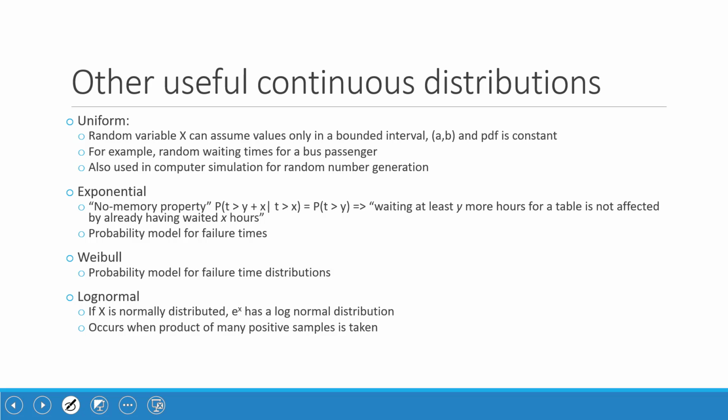There are other useful continuous distributions as well. You can read more about them via the book. I would also recommend Wikipedia as a great resource for learning about these distributions. It's pretty comprehensive on the mathematical thinking and even the application of these distributions. The few that I want to highlight are uniform. That's when we assume that each value is equally likely, but can only occur within a bounded interval a and b. The PDF is constant. Each value is equally likely.